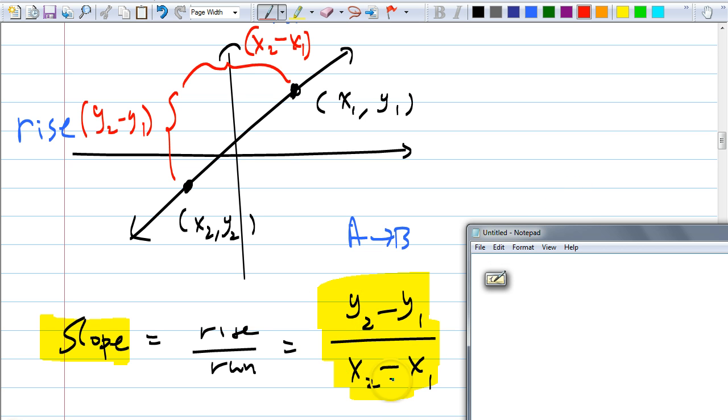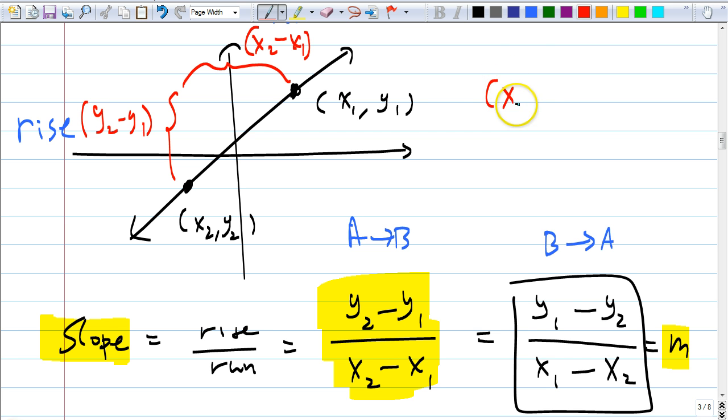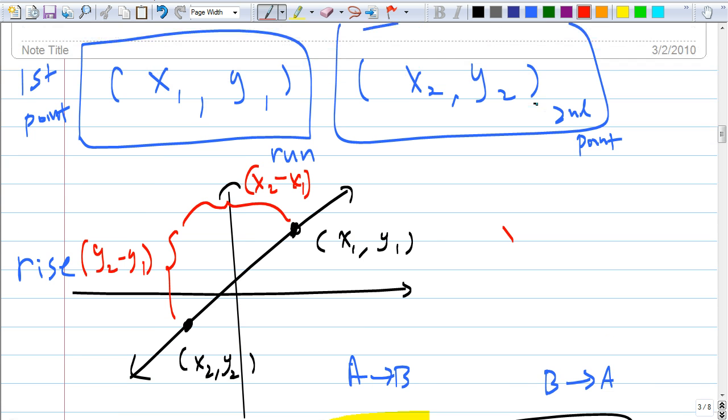Now, how many people have seen this? Y sub 2 minus y sub 1, over x sub 2 minus x sub 1. Good. Okay, so why do they have these subscripts, like x sub 1? What do they mean? Well, I had it up here, right? What do they mean, by the way? These 1, these 2.